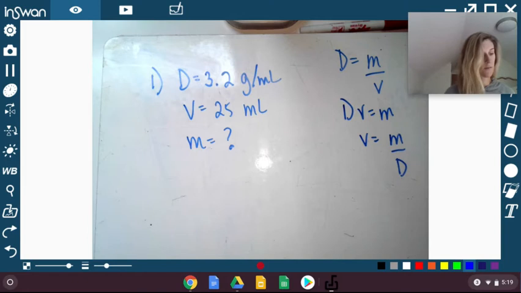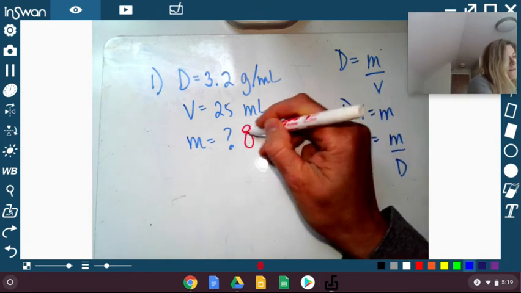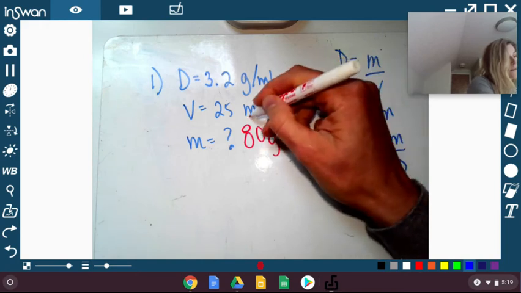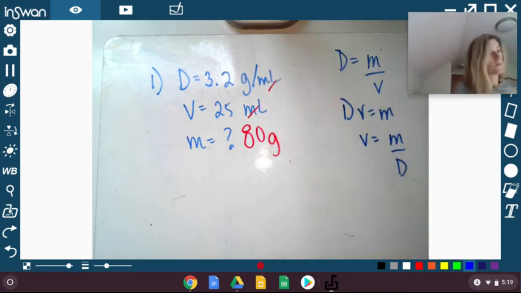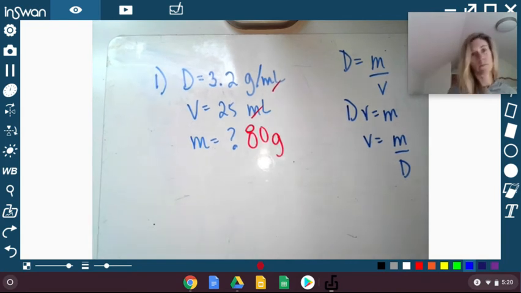So you should be writing these down. So you get 80 as your mass. When you multiply these, the milliliters cancel out, so you are left with grams. And by the way, you should have a unit for every single problem when we do density. Most problems, in fact, but for all of these, we should have units. All right, number two, we're finding the volume.